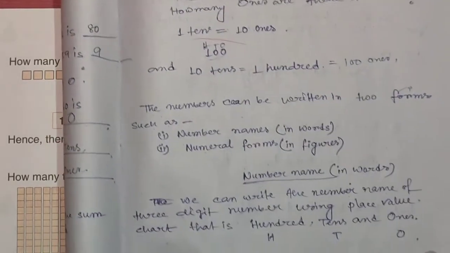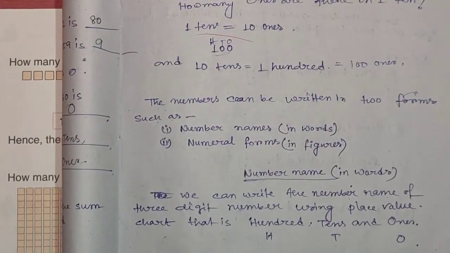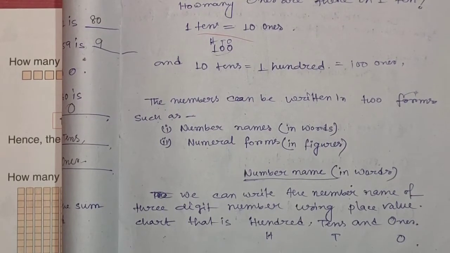So now I will teach you how you can write a 3-digit number. A 3-digit number can be written in 2 forms. Any number can be written in 2 forms, such as number names in words and numeral form in figures.